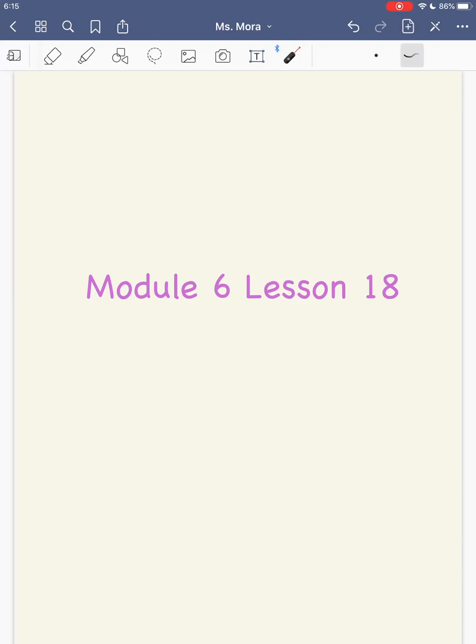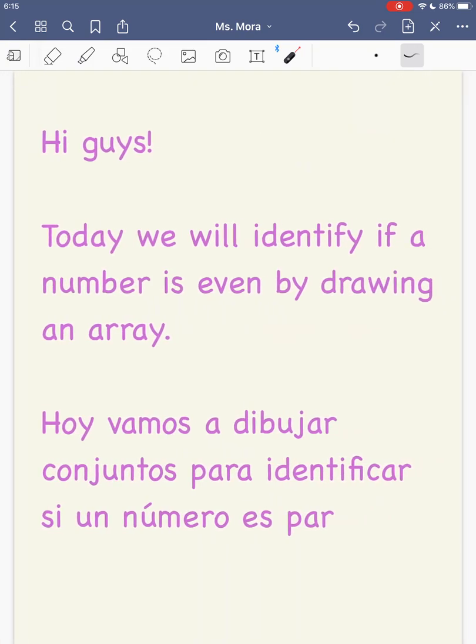Hi guys, this is Module 6, Lesson 18. Today we will identify if a number is even by drawing an array. Hoy vamos a dibujar conjuntos para identificar si un número es par.